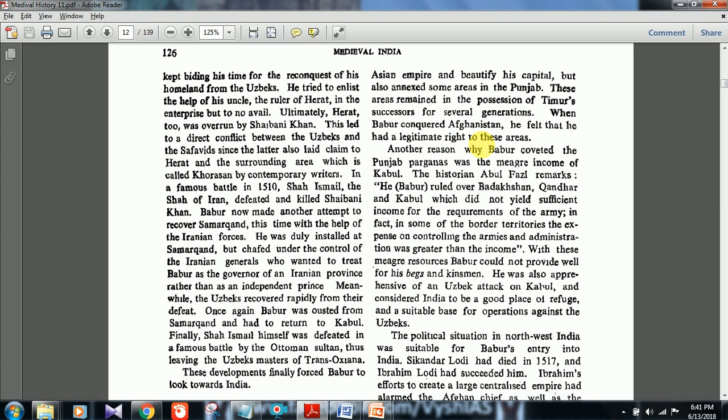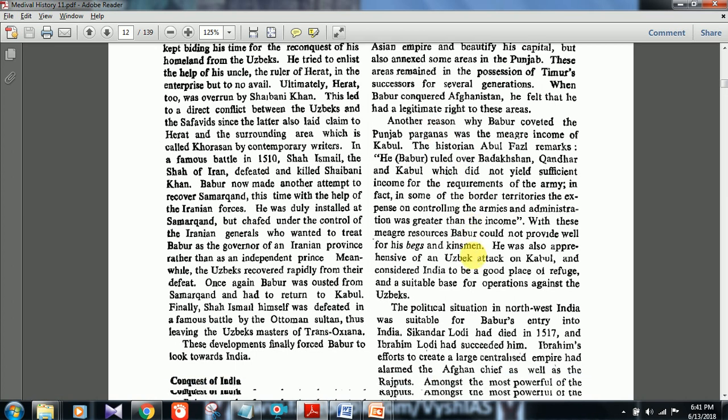Okay, so Babur is now concentrating towards the east, Afghanistan, India, Pakistan, those regions. Another reason why Babur coveted the Punjab Paraganas was the meager income in Kabul. The historian Abul Fazl, whom you will see later in Akbar's time, remarks that he ruled over Badakhshan, Kandahar and Kabul, which did not yield sufficient income for the requirements of the army. In fact, in some of the border territories, the expense on controlling the army's administration was greater than the income. So if you see, income is less and the expenditure was more. With the meager income from Kabul, it was not possible, so Babur wanted more resources. That is why India is being invaded.